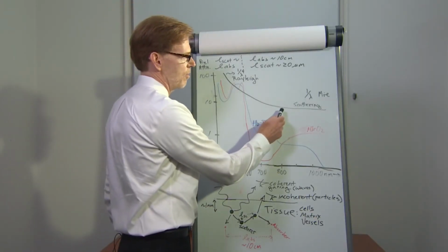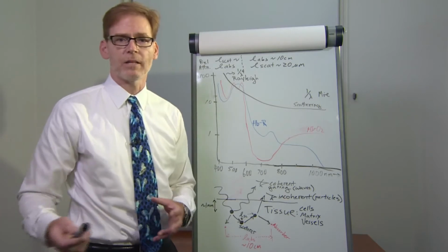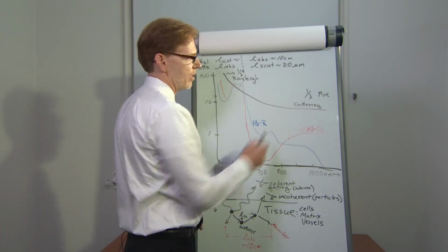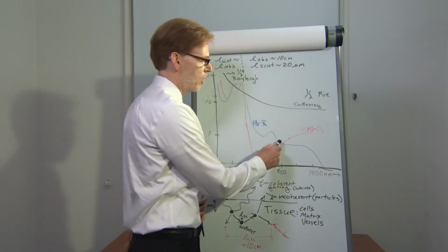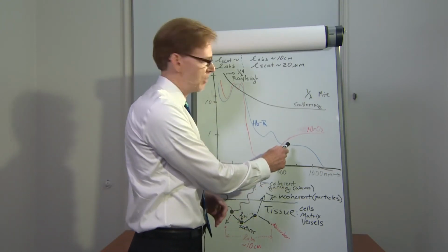In this regime, multiple light scattering dominates light propagation, and scattering lengths are on the order of about 20 microns, whereas absorption lengths are much longer, on the order of about 10 centimeters.